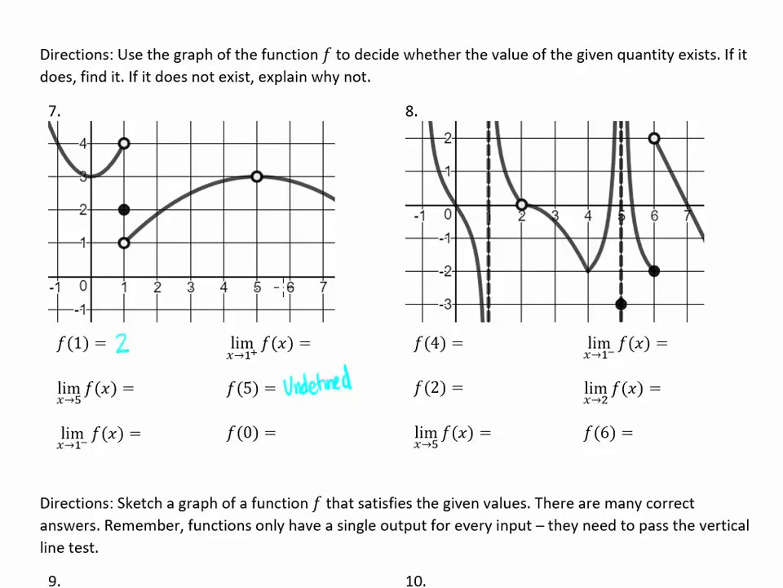All right, then f of 0. So let's go find 0. Here's 0 right there. And so as we come up, ding, there is the graph right there, and it is at a y value. It looks like 3. So f of 0 is 3.